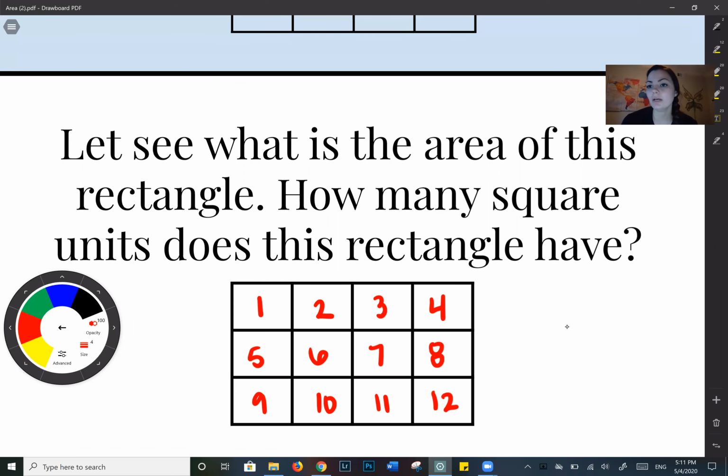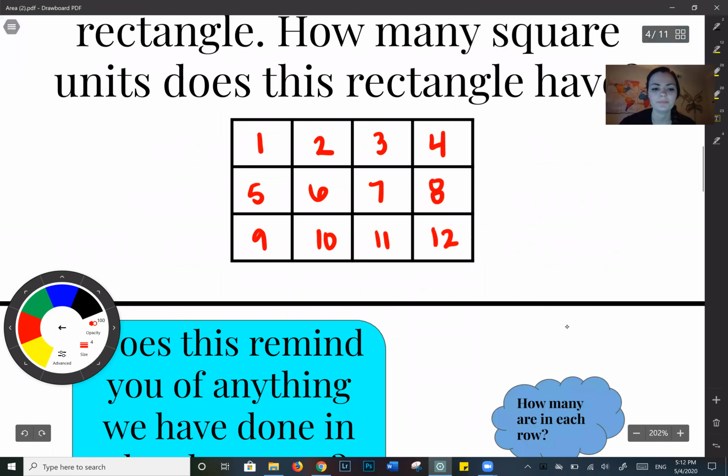But there are some better ways, better strategies to use so that it's not as slow, because maybe your shape will get so big, you're going to have so many square units in it that you may not want to sit there counting every single one.